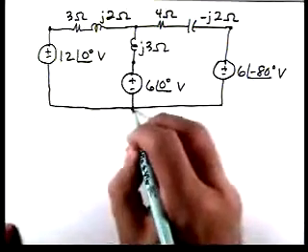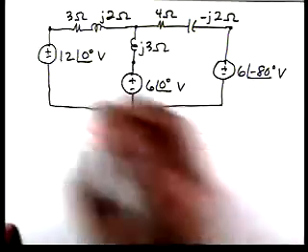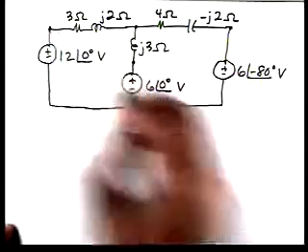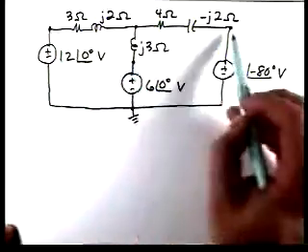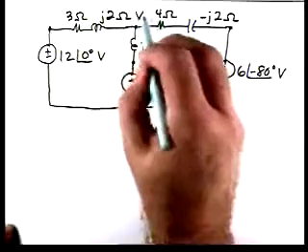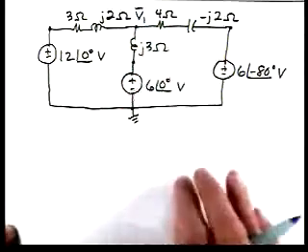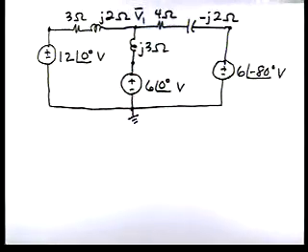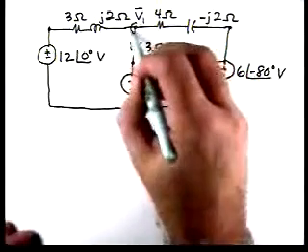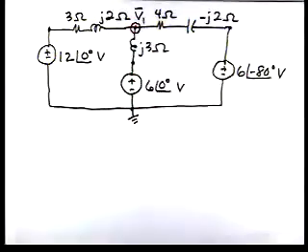So, for instance, if we pick this one as a reference, this node voltage is known. This node voltage is known. There's only one unknown node voltage, and I'm going to call it V1. So let's write a nodal equation for that node and solve for V1. Then once we have V1, we can calculate the currents.